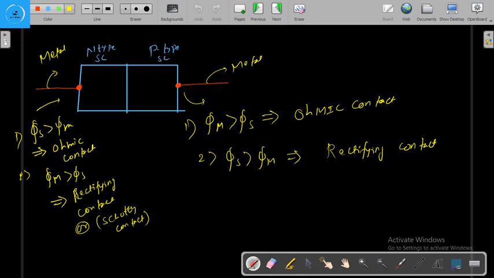Now in the next class we are going to see the flat band. The flat band will exist when phi m is equal to phi s, when the work function of the metal is equal to the work function of the semiconductor. And in the next video we are going to see the energy band diagram for the different regions of operation like accumulation, inversion, and depletion.